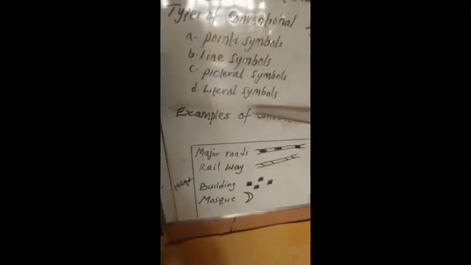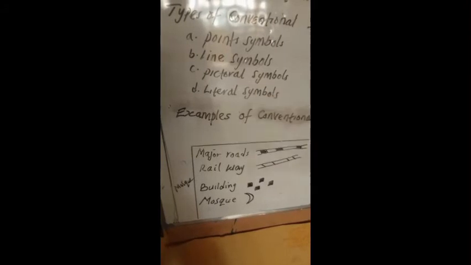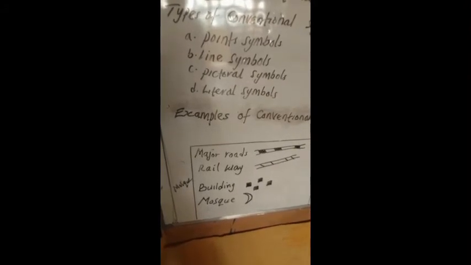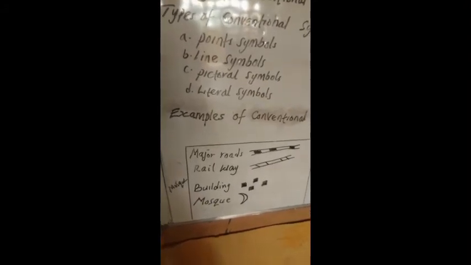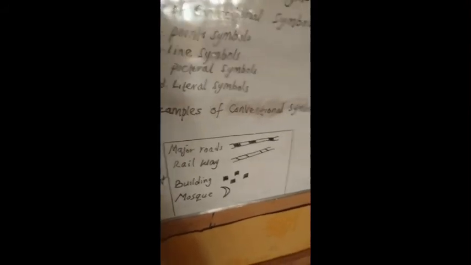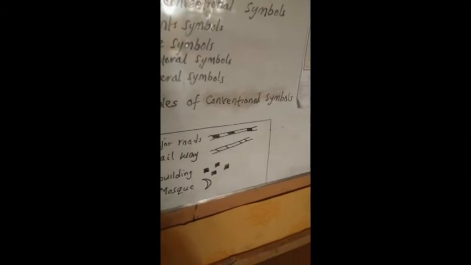Literal symbols. As the name implies, they are a type of what? Sign or symbol that we use to represent features that cannot be presented in the form of what? Drawing, but in the form of what? Abbreviation. Now, such as this, we have examples like this, where we have different types of signs, as it is here. This is what? Police station.